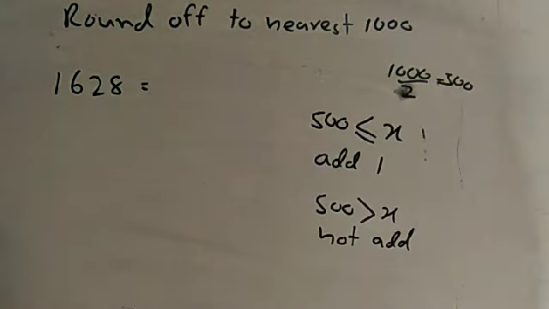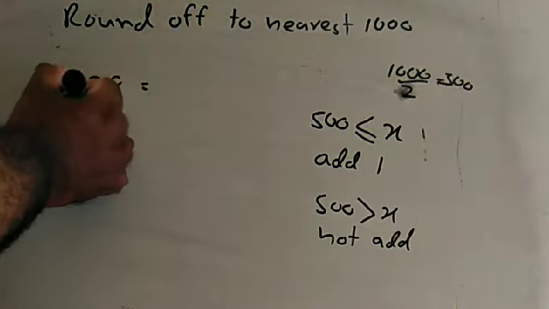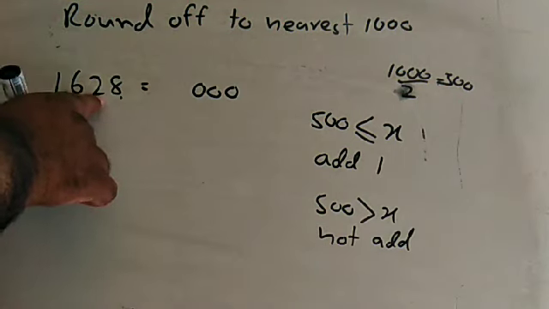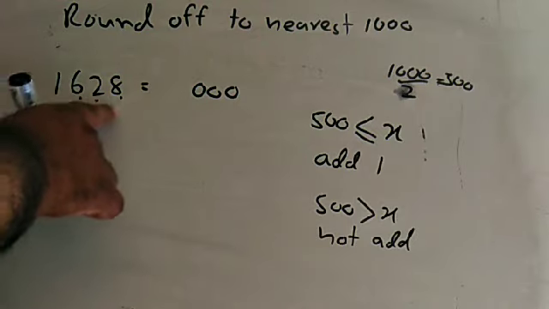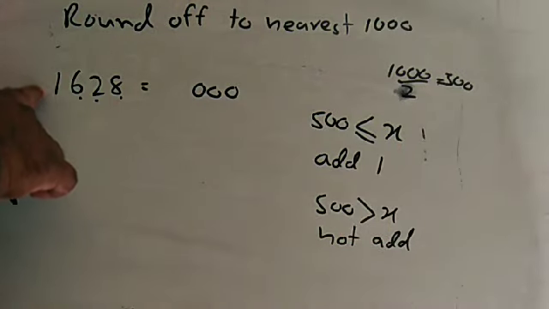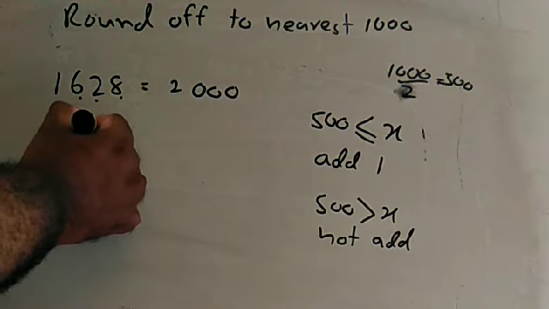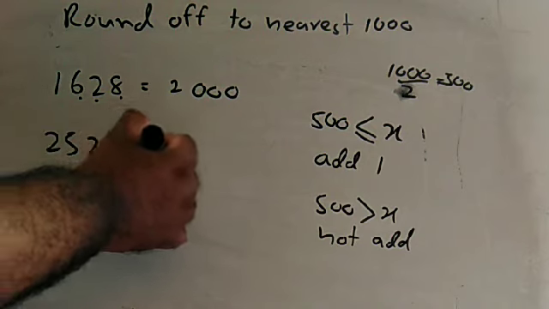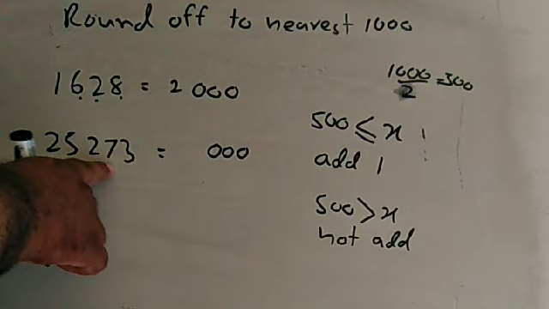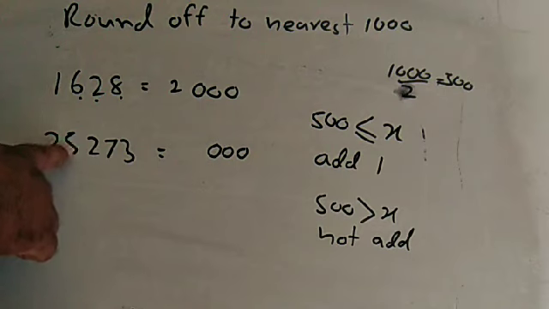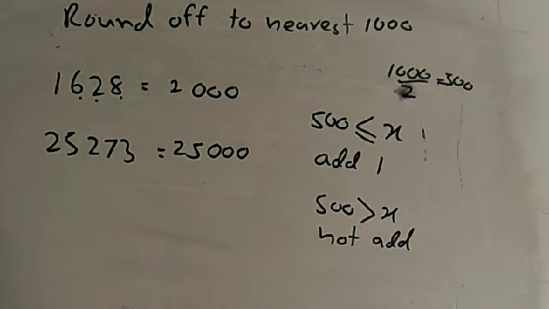Then 1628. Here the last three digits are 628. Now add 000. 628 is above 500. Above 500 add 1. 1 plus 1, 2. Then 2000. Then 25,273. The last three digits, 273, add 000. 273 is below 500. Below 500, do not add 1 to 25.